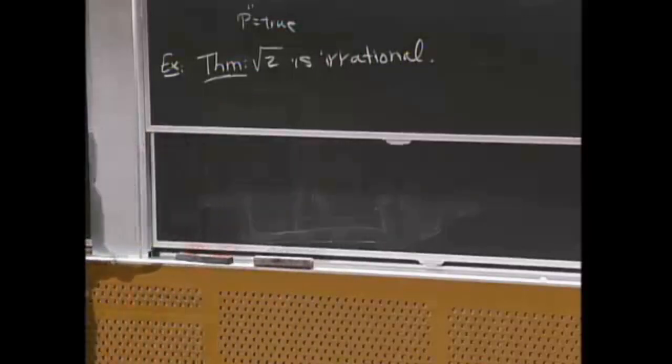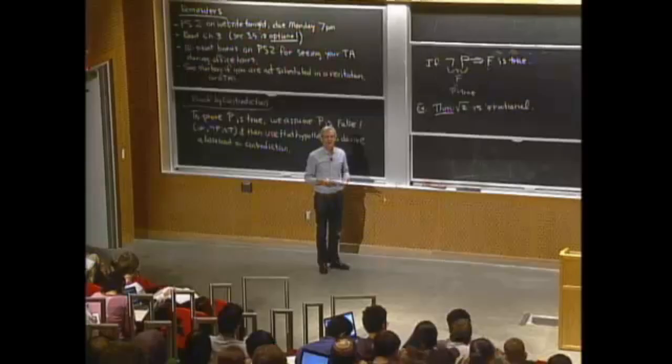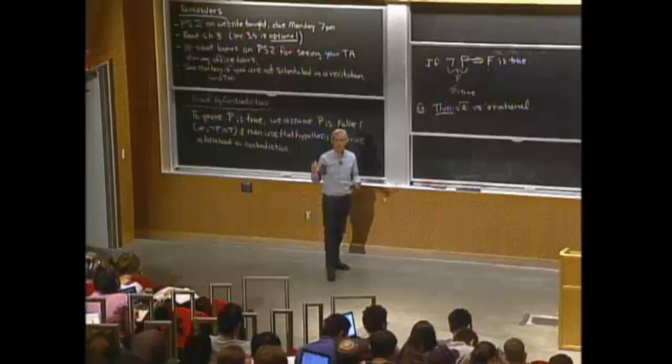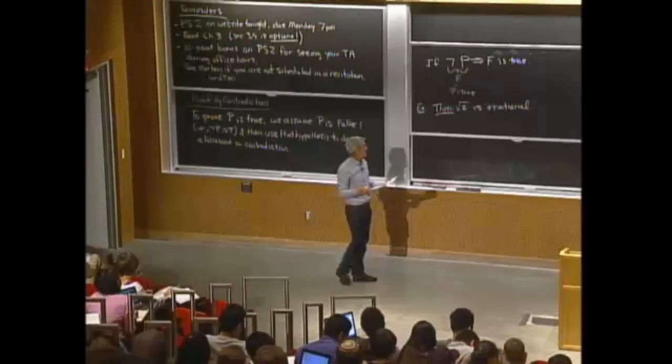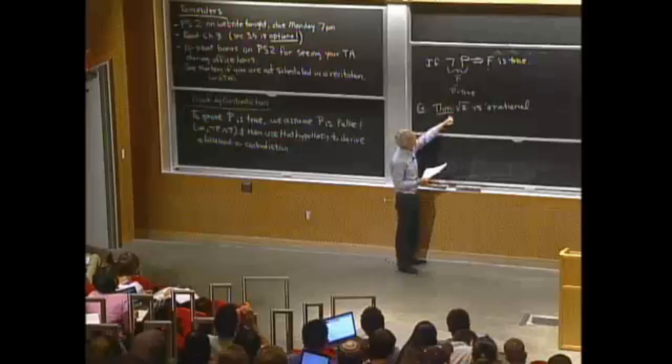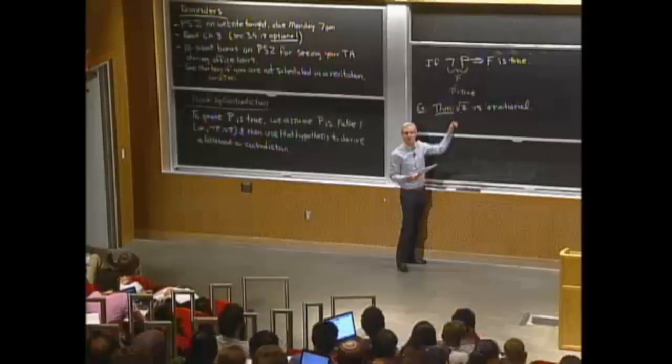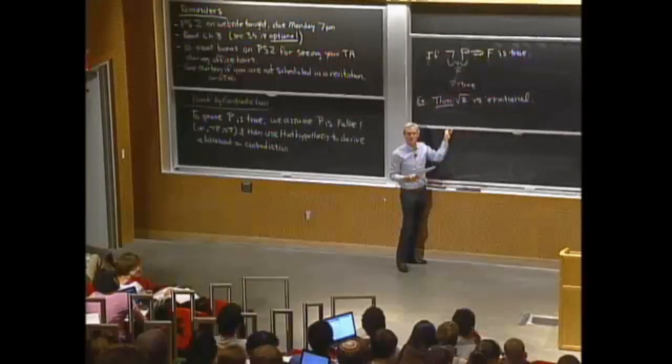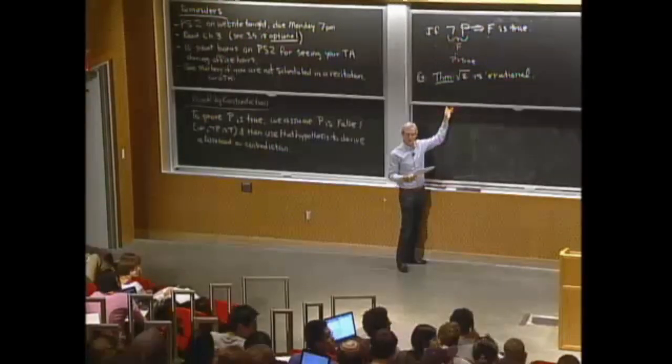Okay, everybody knows what an irrational number is? That's something that can't be expressed as the ratio of integers. Probably most people already know that. How many people have not seen a proof that square root of 2 is irrational before? All right, so most of you have seen a proof of that.